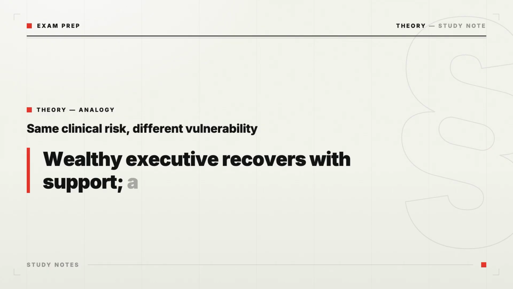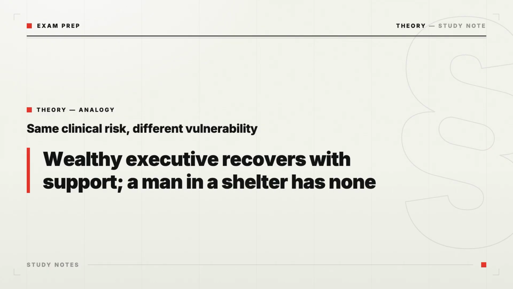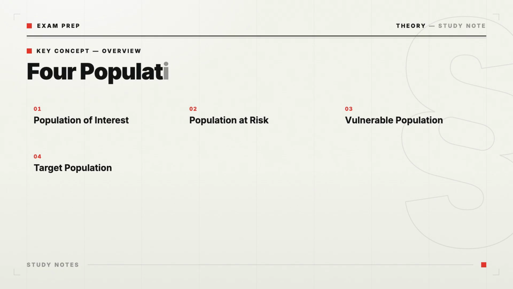A wealthy executive and a man living in a shelter can carry the identical clinical risk for stroke, but the executive has rehabilitation, transportation, and paid leave waiting for him, while the man in the shelter has almost none of that recovery capacity. The risk is the same, the vulnerability is not.